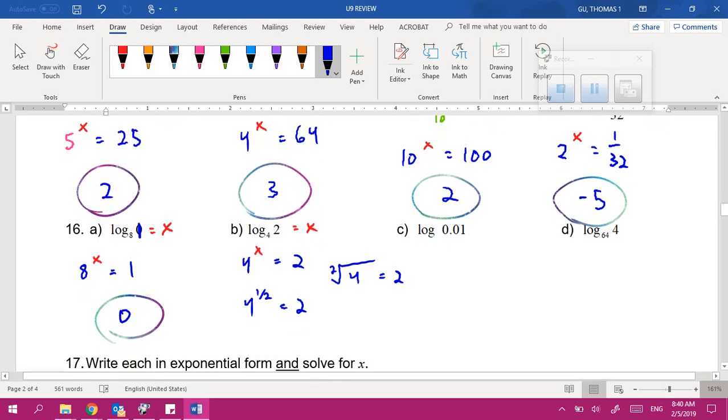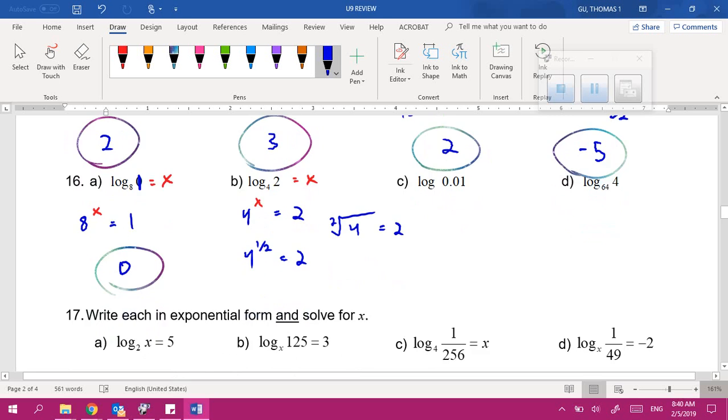What's the cube root then? What would the power be? 1 over 3, right? And if you took the fourth root, it would be 1 over 4, right? That's how the roots and exponents work. So the answer here is 1/2.